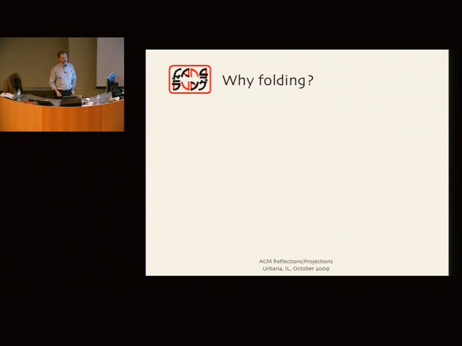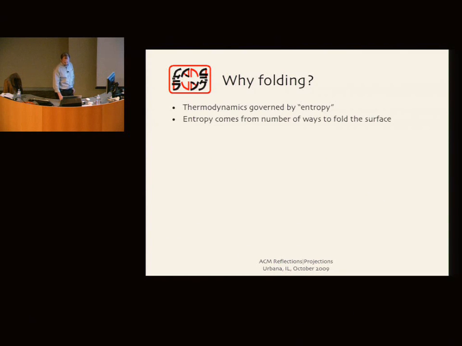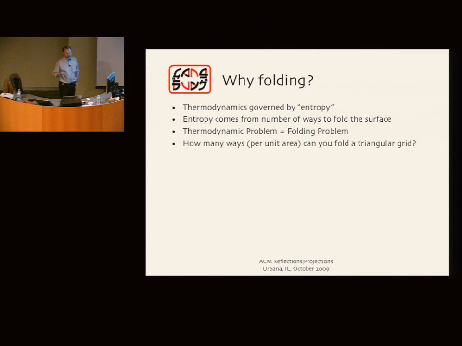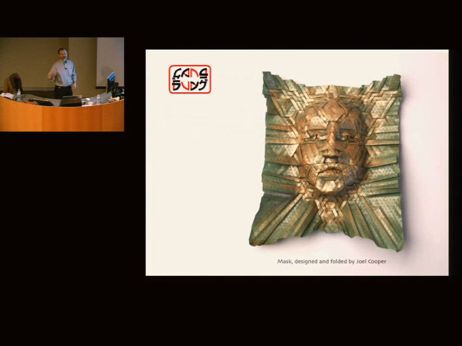And people are interested in the thermodynamics of it, the entropy of this system. Well, the entropy comes from the number of different ways of folding the surface, so this thermodynamic problem really is a folding problem. How many ways are there per unit area of folding a triangular grid? And so, people study the number of ways of folding a triangular grid to get insight into this biological problem of the behavior of cell membranes. And so they try to count the ways using Temperley-Lieb algebras and complex things. On the other hand, origami artists just simply fold triangular grids in interesting ways. This is work by Joel Cooper, a Kansas origami artist.